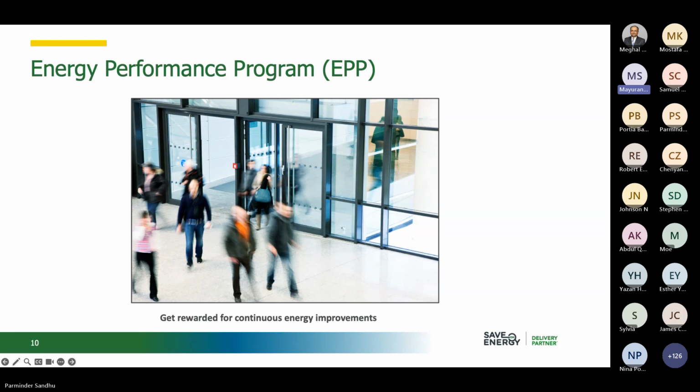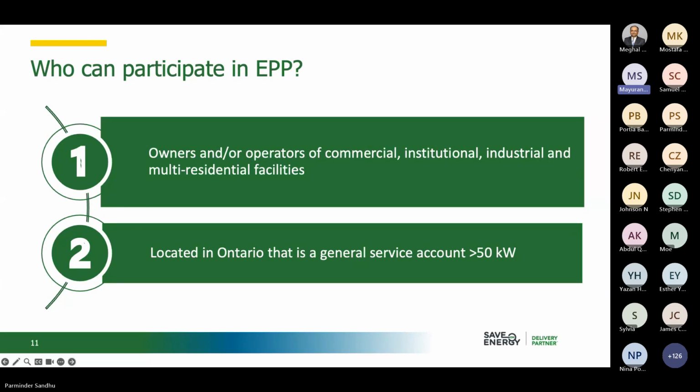Okay, let's get into the program details now. We are excited to announce that the participation requirements for EPP have been changed to allow for expanded participation and more facilities being eligible. Facility owners and/or operators can participate in EPP. Any facility that is within the commercial, institutional, industrial, and multi-residential sector that is located within Ontario is eligible as long as it is a general service account greater than 50 kilowatts. There is no longer a minimum energy consumption requirement or a need to aggregate smaller facilities. If you have any questions regarding whether your facility is eligible or whether it would be a good candidate for EPP, please feel free to contact us. Our contact information is displayed at the end of the presentation.